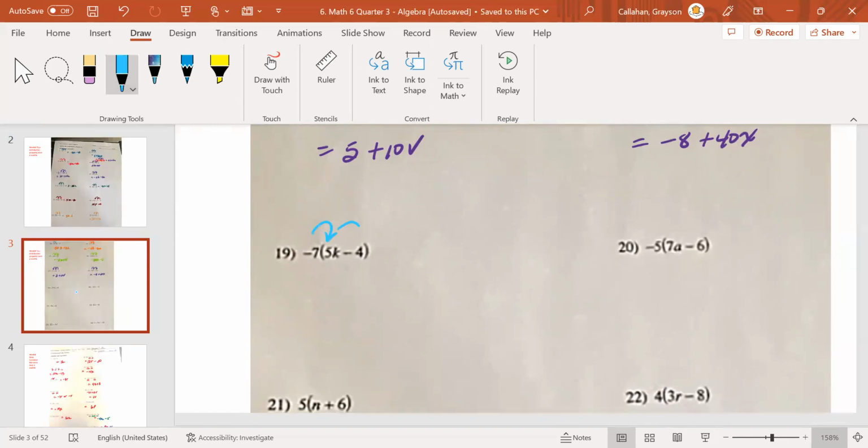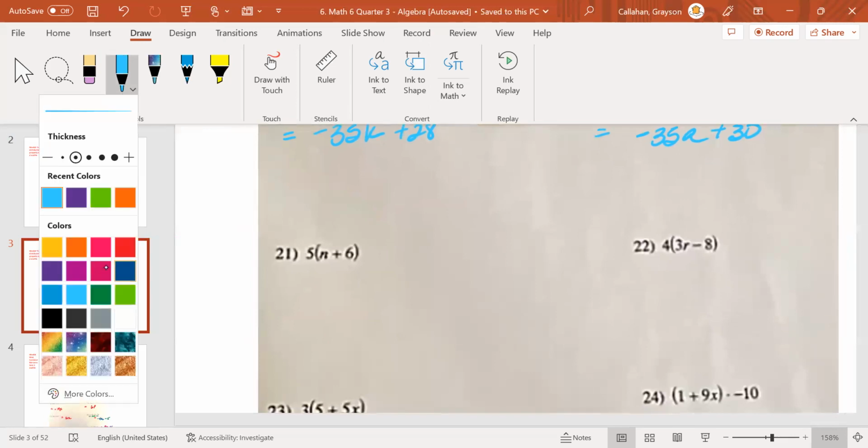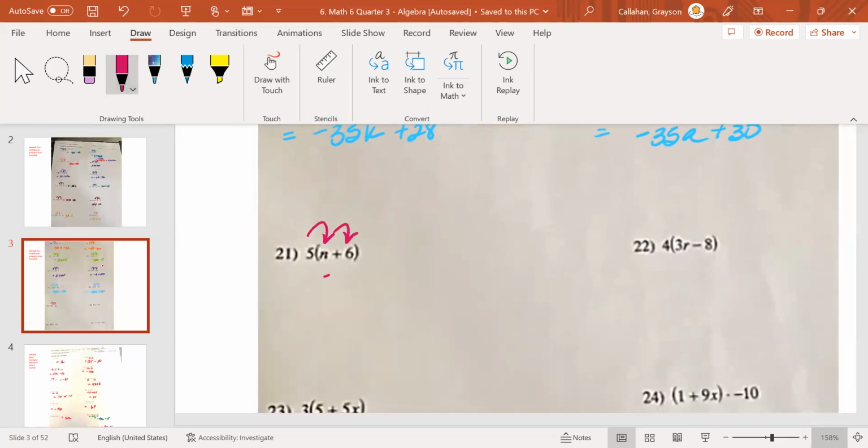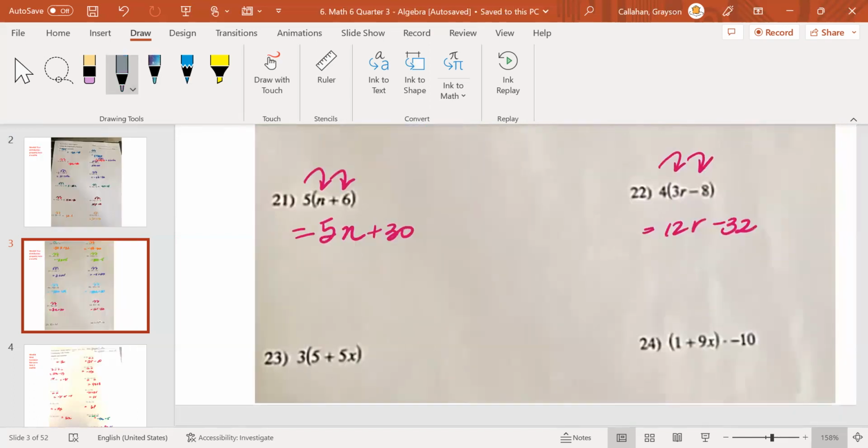Number 19, distribute that negative 7, negative 35k plus 28. Number 20, we're going to get a negative 35a plus 30. Number 21, distribute that 5, you get 5n plus 30. Number 22, you'll get 12r minus 32. Number 23, distribute that 3, and you should get 15 plus 15x.